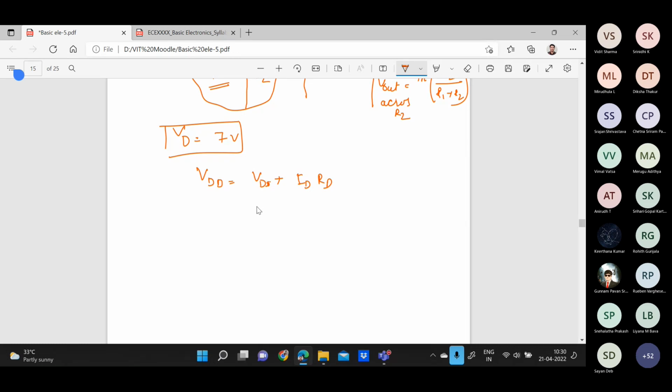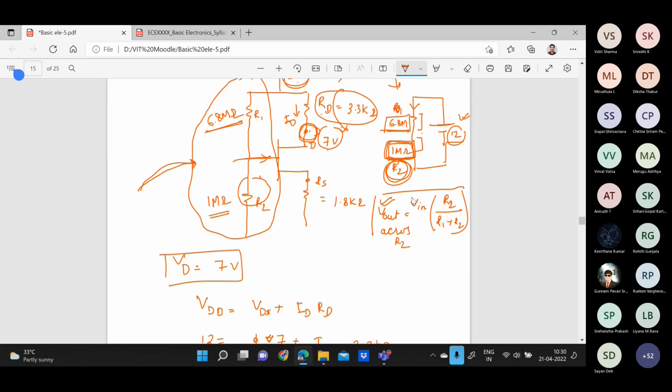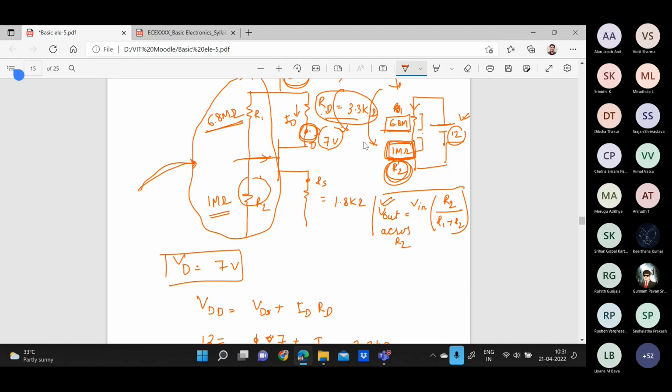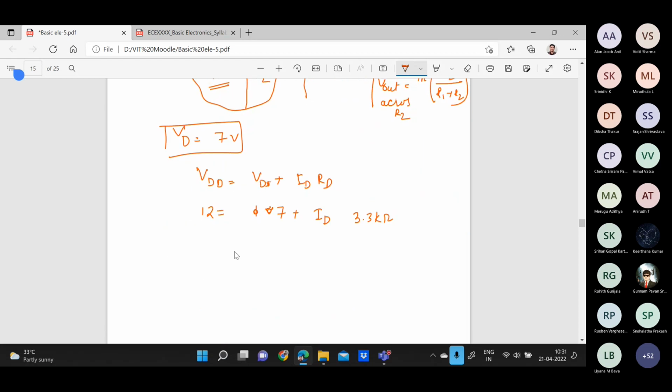VDD is given to us as 12 volt. VD is also known to us as 7. Now we have to find out the value of ID. RD is given to us as 3.3 kilo ohm. This is RD, so I'm applying the loop in this one. Can you tell me the value of ID from here? It is 1.52 milliamps. This is the drain current that we calculated.